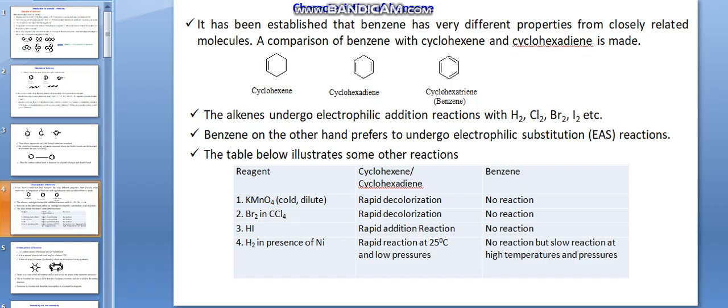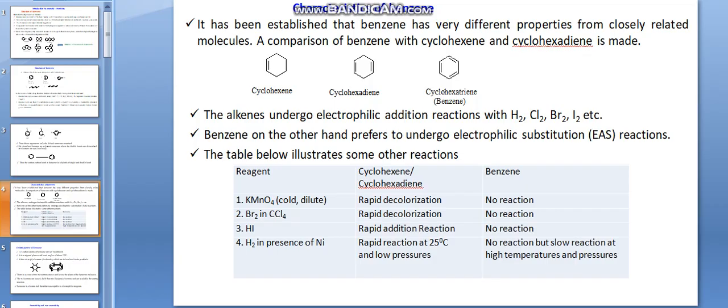Benzene has been established to have very different properties from closely related molecules. A comparison of benzene with cyclohexene and cyclohexadiene is made. The structure is the one I have written on the whiteboard, so you can see the difference, that is the movement of the delocalized electrons inside the ring. The alkene undergoes electrophilic addition reactions with hydrogen, chlorine, bromine, and iodine, as I have mentioned before. Benzene, on the other hand, prefers to undergo electrophilic substitution reactions.